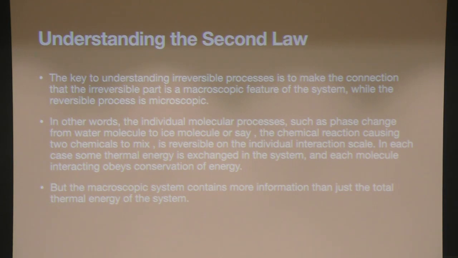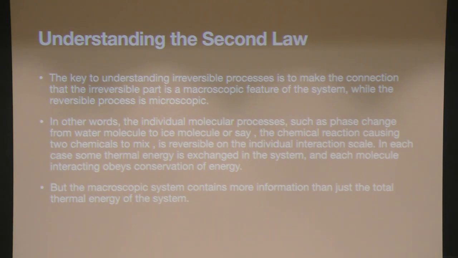Okay. And then, in other words, the individual molecular processes, such as the phase change from water molecule to ice molecule, or the chemical reaction causing the two chemicals to mix, is reversible on the individual interaction scale from molecule to molecule. But in each case, some thermal energy is exchanged in the system, and each molecule interacting does obey conservation of energy. But the total arrangement of all of this system contains more information than just the thermal energy of the system.